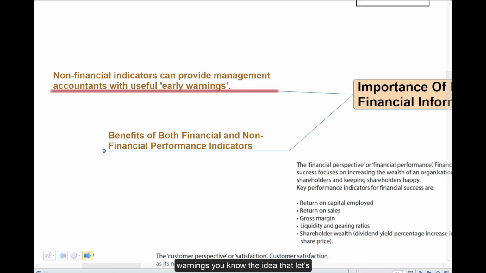The idea that, let's just say you're running a retail shop, a large store or whatever, and you see that footfall over the course of the last month has fallen, so you're not even getting people browsing. Why is that? Well, maybe there's a recession. That's certainly going to lead to a fall in sales over the next few months, but I won't know total sales until I produce my management accounts or even my financial accounts. So really, non-financial indicators can give you an earlier sign.